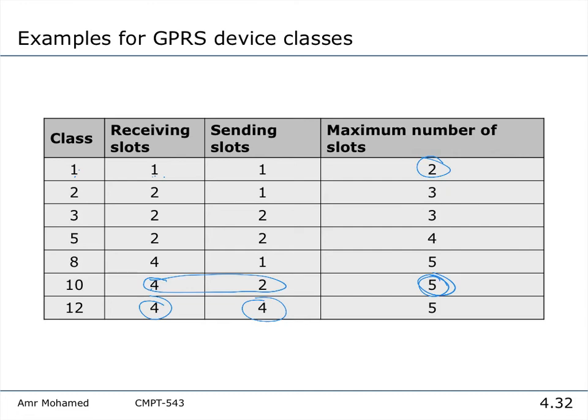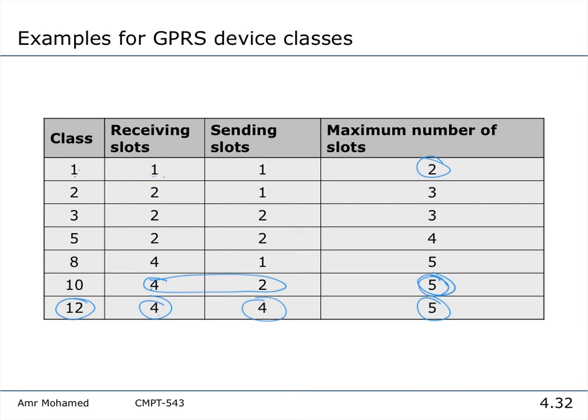Okay? Even for device class 12, it can use up to 4 slots up and up to 4 slots down. But the maximum is again 5. So it can be 4, 1, 3, 2, 2, 3, 1, 4, something like that. So the total is 5. Okay? So with this total 5, we are getting 50 kbps. So depending on this number of slots, you can... So of course, they cannot have 8 time slots. And we talked about this before.